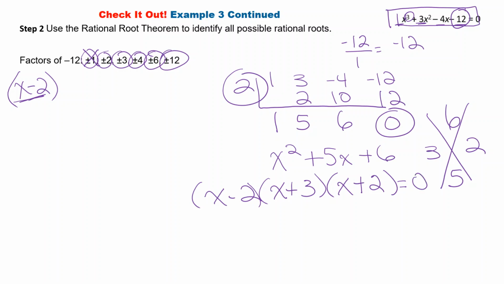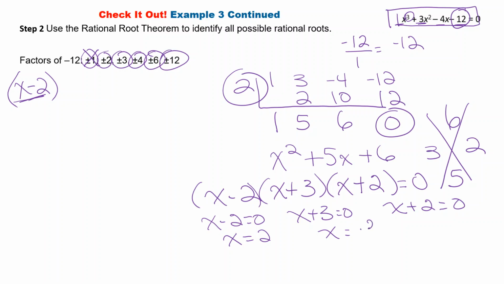In order for this to be true, x minus 2 has to equal 0, or x plus 3 has to equal 0, or x plus 2 has to equal 0. So x has to equal 2, negative 3, or negative 2. Now we know that a width cannot be a negative number. It can't be negative 2, and it can't be negative 3. The only choice left is x equals 2. So our width must be x equals 2.